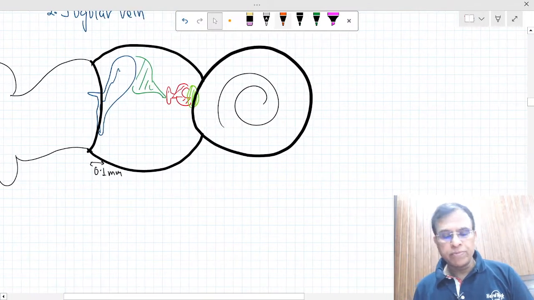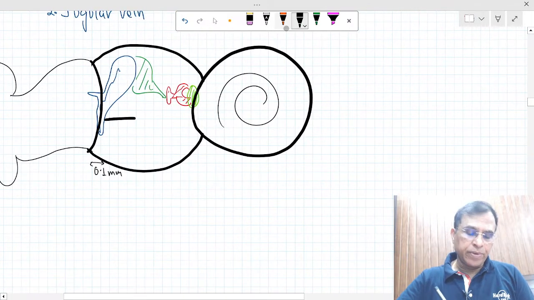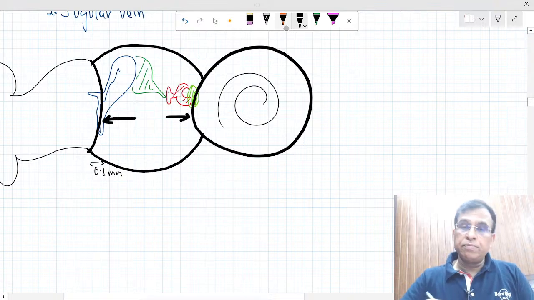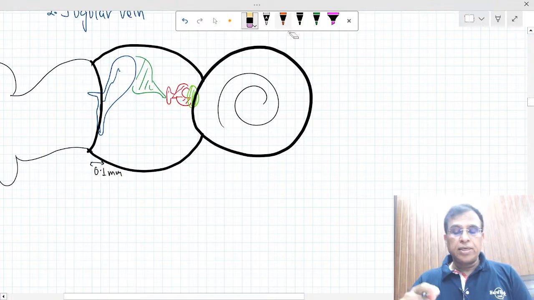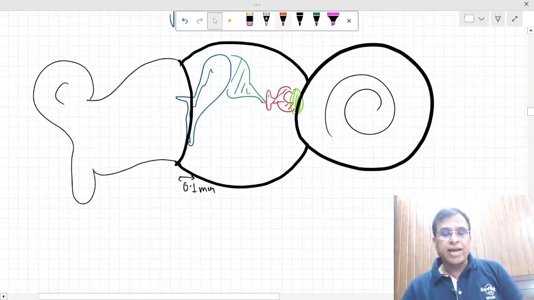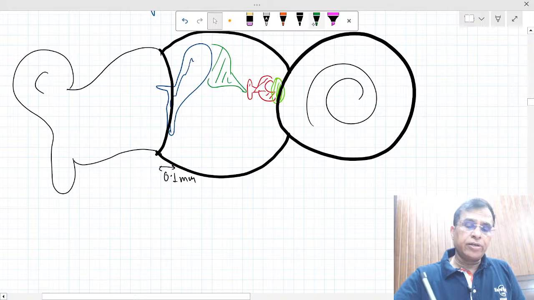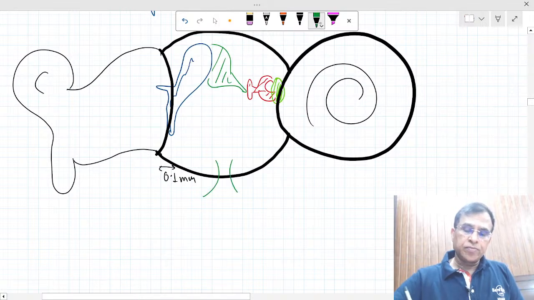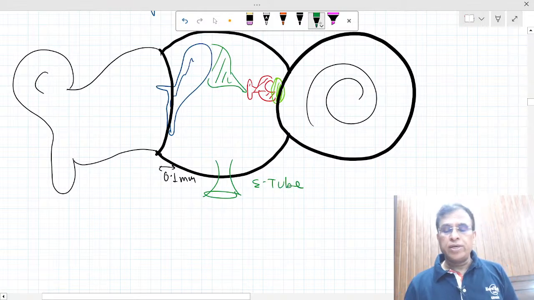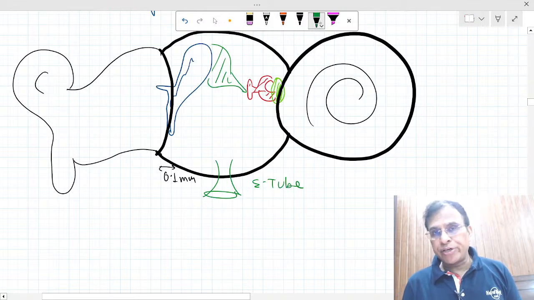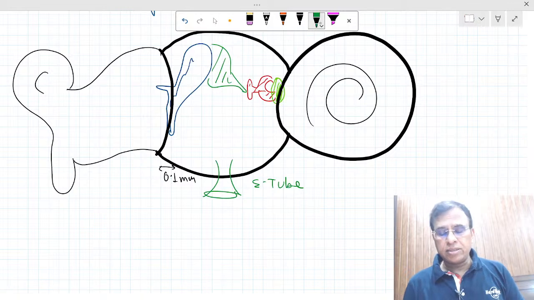It looks like a biconcave because of the curve of the tympanic membrane and the bulge of this medial wall. Now I have drawn this diagram so that I can explain 2 things which are very important. On the anterior wall of the middle ear, there is a tube like this, the Eustachian tube, and we all know the Eustachian tube is there to balance the pressure in the middle ear. We will discuss this in detail.